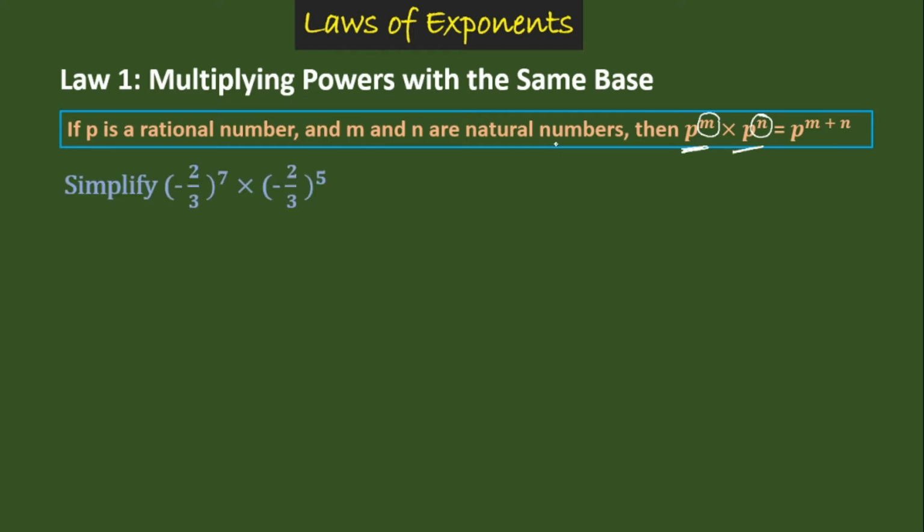You have to simplify (-2/3) raised to the power 7 into (-2/3) raised to the power 5. So according to this law, if the bases are the same, that is in this case -2/3, here you have -2/3 and -2/3, the same base. Therefore you will add these powers. So you will get (-2/3) raised to the power 7 plus 5, which is equal to (-2/3) raised to the power 12. So your answer is (-2/3) to the power 12.